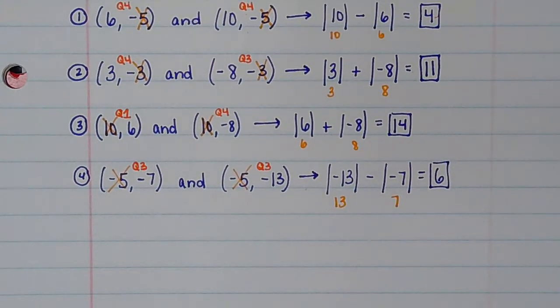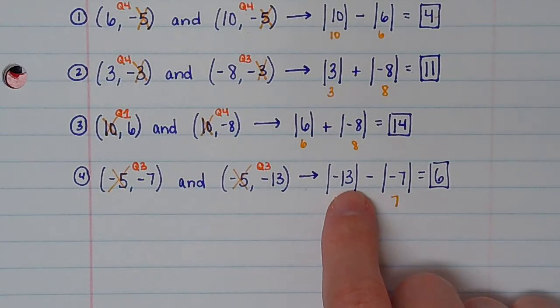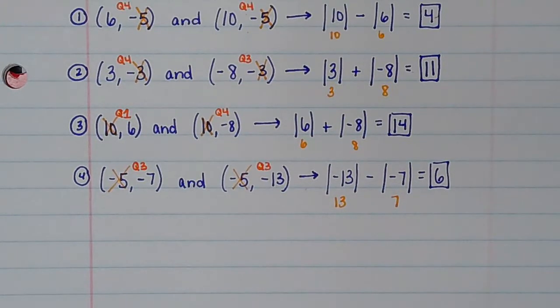Okay, and I guess I should have said this back at the beginning. Remember, absolute value is how many jumps it takes to get there. So if you're standing on 0, how many jumps does it take to get to -13? It takes me 13 jumps, okay? All right, one more.